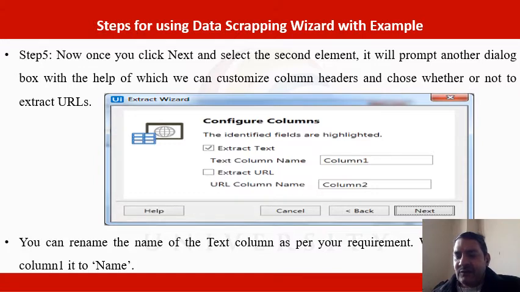With the help of which you will get the next dialog box, and in that dialog box, as you can see in the PPT, you can customize your column header and choose whether or not to extract the URL. If you want to extract the URL also, you can check the extract URL button. Otherwise, you can leave it as it is. You can rename the text column. It depends upon you. If you want to rename the text column as per your requirement, you can do that. Otherwise, by default it is column 1 as the name of that particular column.